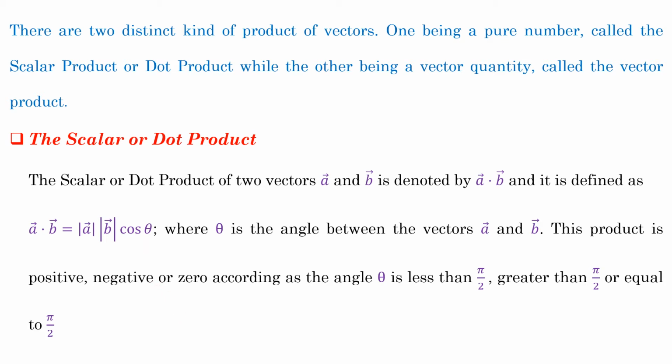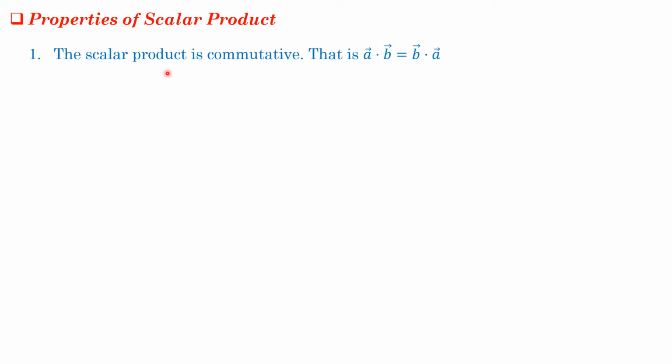So next you see. Now we discuss the properties of the scalar product. So what are the properties? You see here, number 1, the scalar product is commutative. Commutative means, it is very simple, if you have a bar and b bar, these two vectors, then why is it commutative?